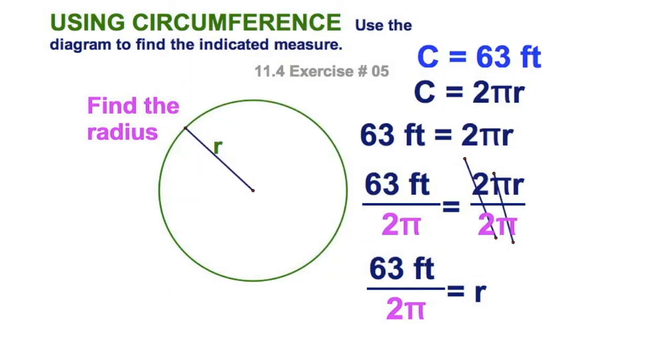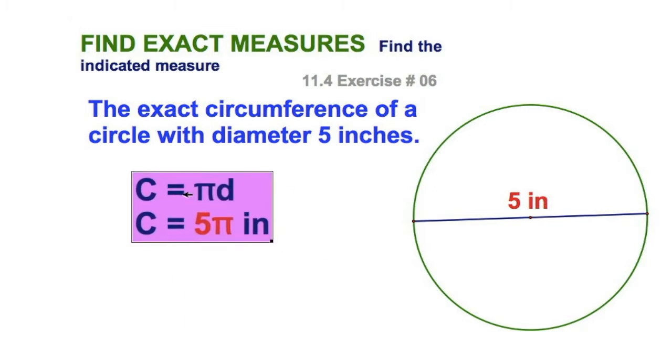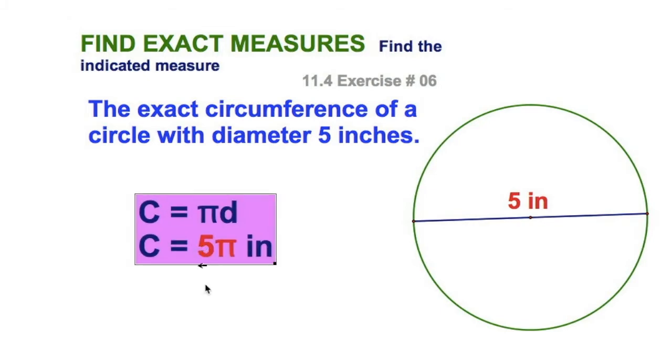All right, moving right along. Number 6, this is a gift. If the diameter is 5 inches, circumference is 5 pi inches. When we say exact, that's exact. That's the difference between a mathematician and, let's say, an engineer. If you want to know what that measure is, it's of course 5 times pi. Exact means in terms of pi.